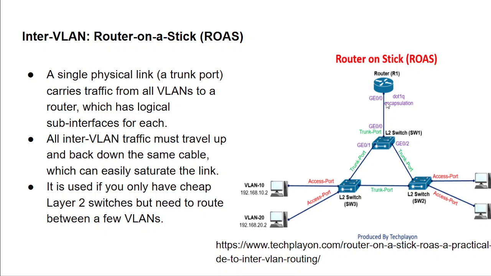Then on top of this, we have a router, and all the traffic from each VLAN will be routed from the device through the trunk port until this final link between the router and the switch. And this physical line is used for all the VLANs. That's why it's called router on a stick.